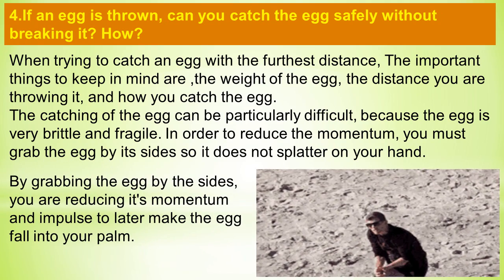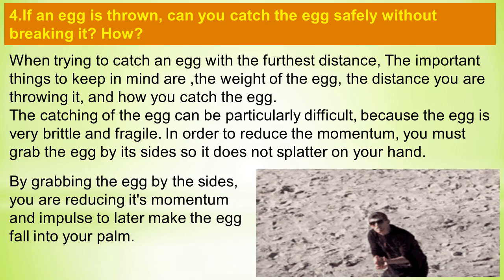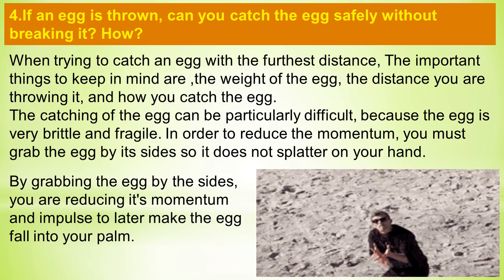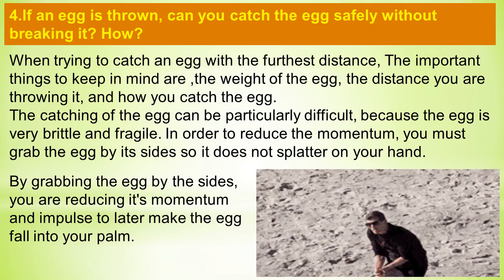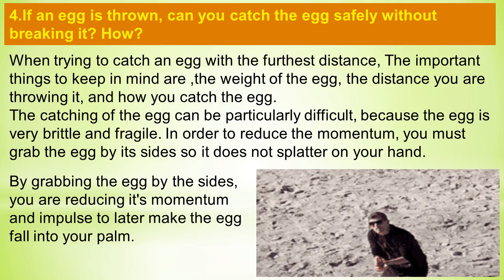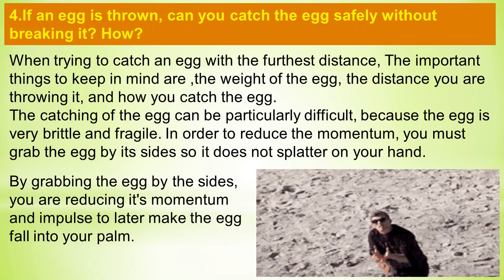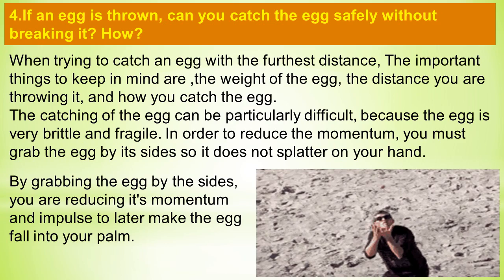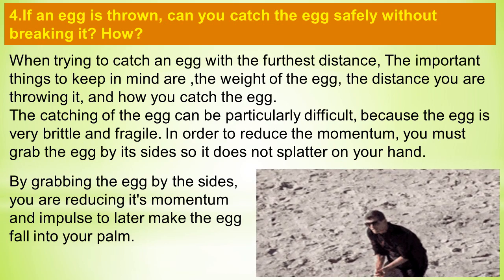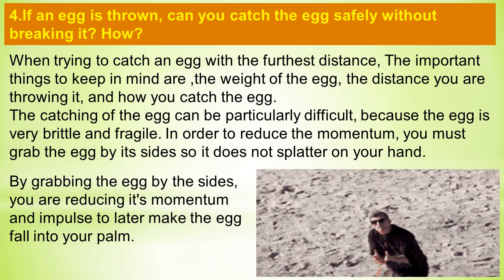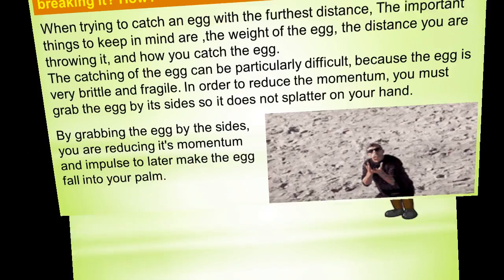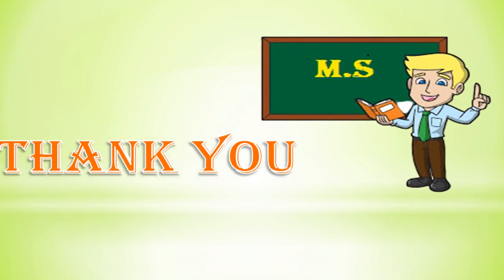Last paragraph. The impulse, which is the average force over a period of time, must be reduced in order to ensure safe handling of the egg. By grabbing the egg by the sides, you are reducing its momentum and impulse, to later make the egg fall into your palm. Thank you, students.